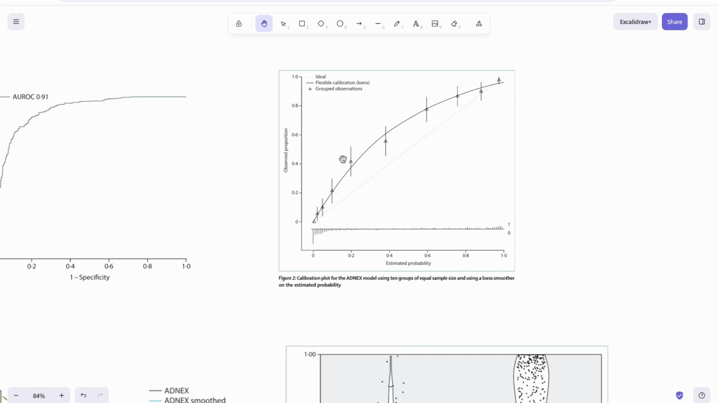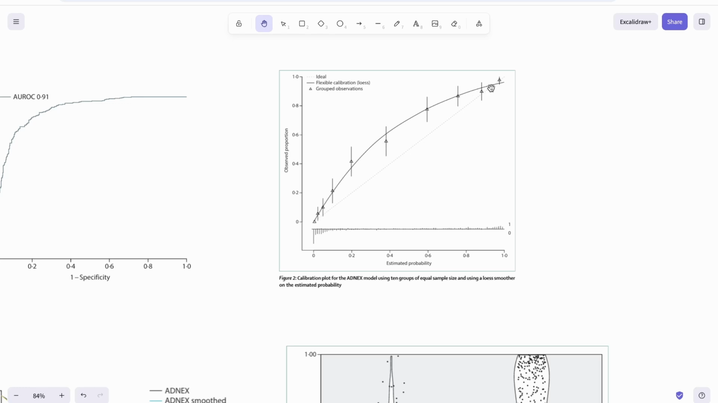So that is a calibration plot for a model that they used as a case. This figure 2 in the paper is a calibration plot for the ADNEX model using 10 groups of equal sample size and using a Loess smoother on the estimated probability, which is like a fitting for the model. So it's the observed proportion as a function of the estimated probability, and ideally you want it to be diagonal like this. So the closer the model moves its performance to that line, then it is better. And so this is the line described by this smoother, and this is the real data.